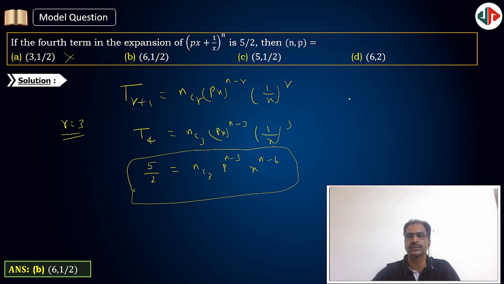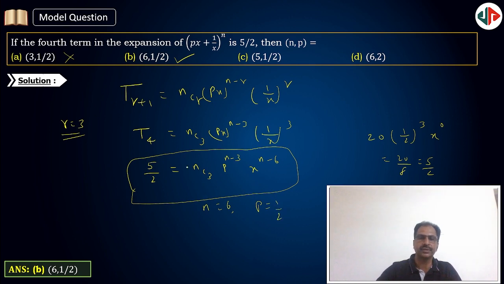Take n is equal to 6. 6C3 will be 20. If p is 1 by 2, so 1 by 2 whole power 6 minus 3, that is 3. X power n minus 6, that is x power 0. So this is 20 by 8, which is nothing but 5 by 2. So by verification, n is 6 and p is half is correct. So n is equal to 6, p is equal to half.